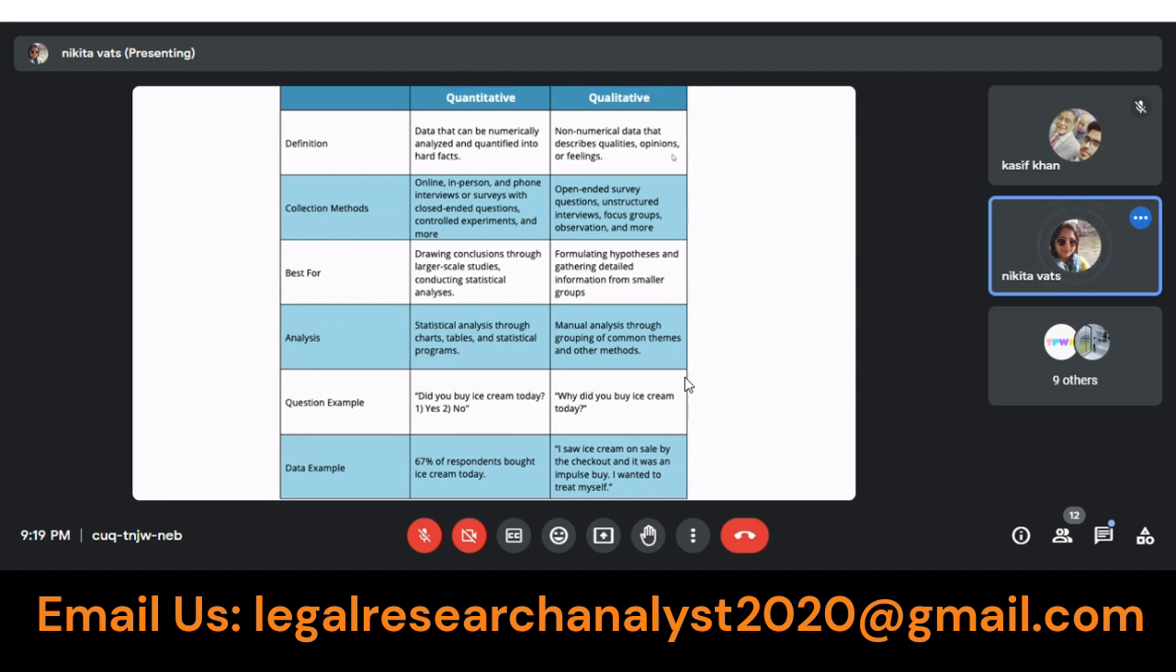But if you get into the aspect of why did you buy ice cream today, that becomes the qualitative part of it. I mean, what forces a person to buy ice cream on a certain day? A data example is 67% of respondents bought ice cream today. And the qualitative part can be, I saw ice cream on sale by the checkout and it was an impulse buy. So, have you heard about all these statistics, that 70% of people do impulse shopping because there was a sale?